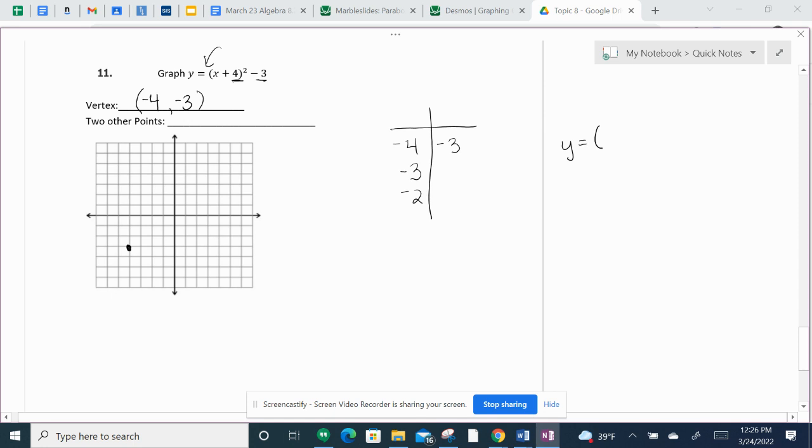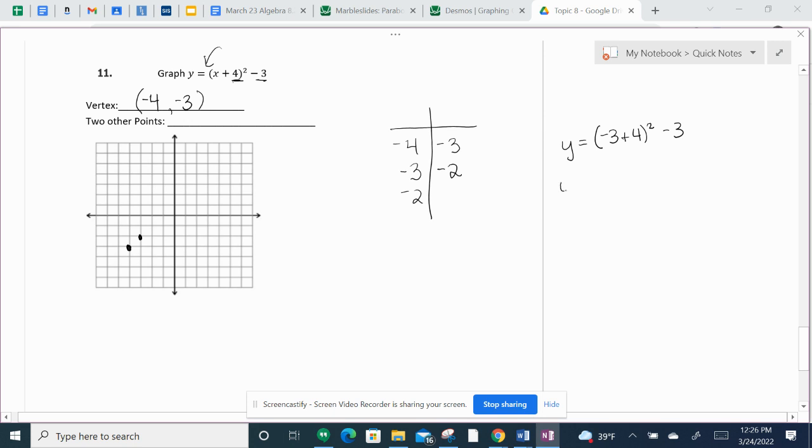I get y is equal to parentheses x plus 4. So I'm just going to put in negative 3 plus 4 squared minus 3. I can plug this in my calculator, or I can just think this through. Negative 3 plus 4, that's just a 1. 1 squared is 1, and 1 minus 3 would make that a negative 2. So that tells me the point negative 3, negative 2 is also on my parabola.